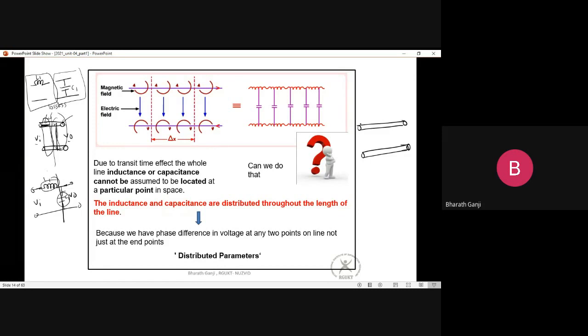For example, if I take a wire like this and say there is some transit time between the input and output, and if I model it with an inductor here, an inductor here, and a capacitor here, maybe I can model it in any way. Say I modeled it like this. So if I model it like this, that means I'm saying that there is inductive effect at this location, inductive effect at this location, and there are only capacitive effects in the middle of the wire.